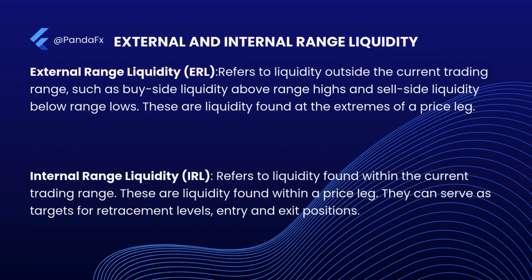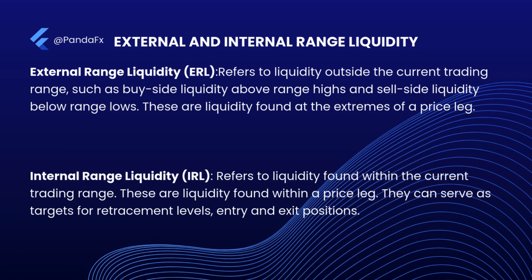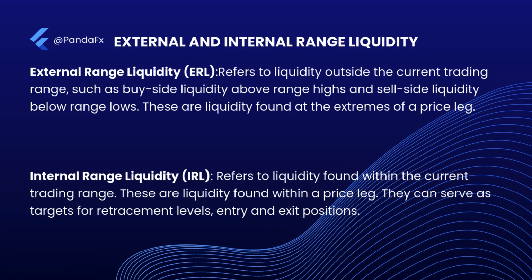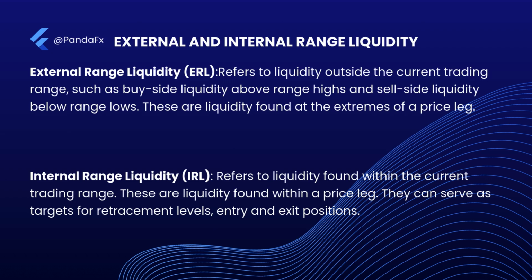External and internal trade range liquidity. External range liquidity refers to liquidity outside the current trading range, such as buy side liquidity above range highs and sell side liquidity below range lows. These are liquidity found at the extremes of a price leg, while internal range liquidity refers to liquidity found within the current trading range. These are liquidity found within a price leg. They can serve as targets for retracement level. They can also serve as entry and exit positions.